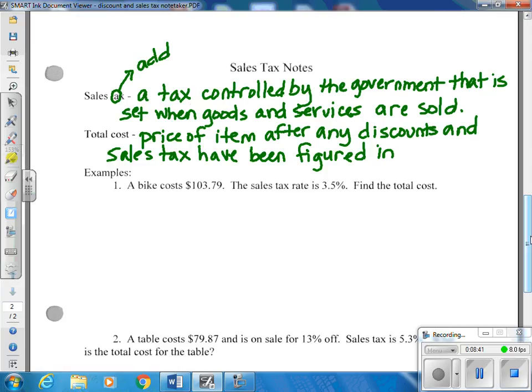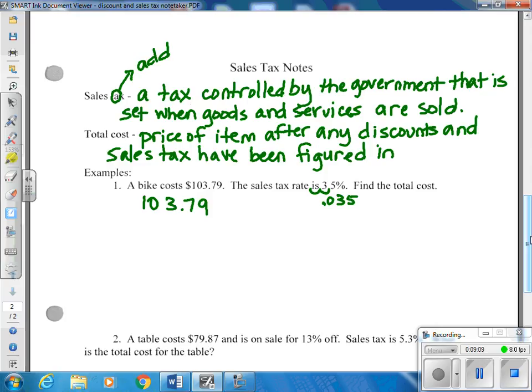For number 1, we have a bike that is $103.79. The sales tax rate is 3.5%. Find the total cost. All right, so there's nothing on sale. You don't have to worry about any discounts. And remember, the first thing you always do is turn your percents into a decimal. 3.5% means you have to move the decimal 2 places, so that turns into 0.035. If you don't do that correctly, you will not get the numbers to come out the way you want them to.